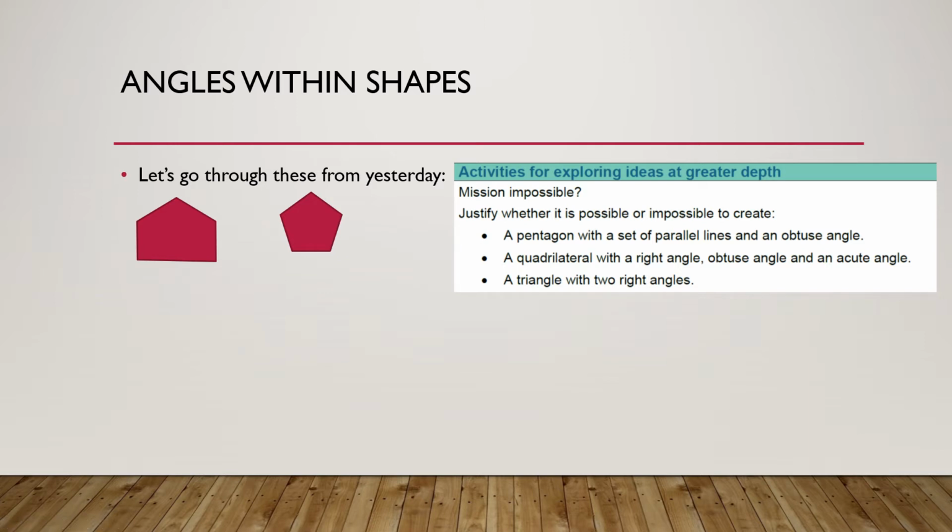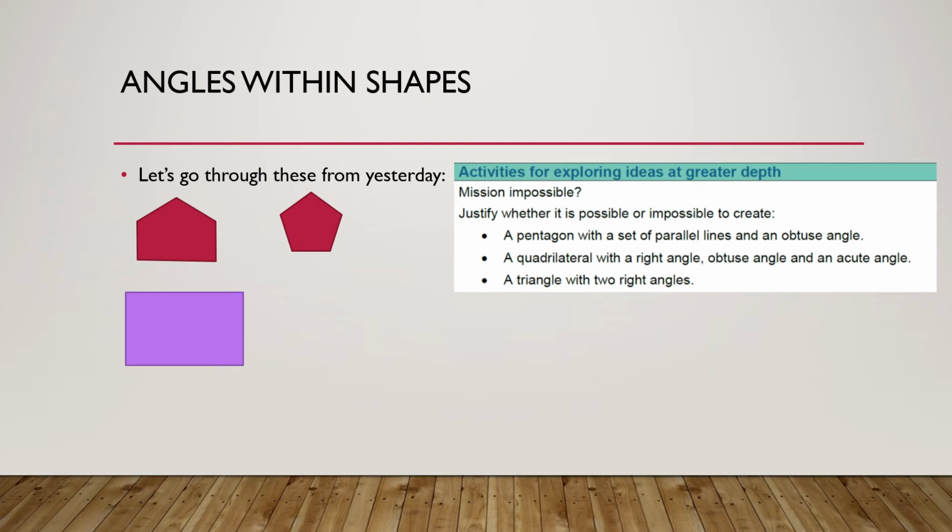For the next one, we want a quadrilateral. That's a shape with four sides. Remember, quad means four. It's got a right angle, an obtuse angle, and an acute angle. Well, first let's look at the regular shape, or at least semi-regular shape. We've got a rectangle here. Of course, we could have a square instead. If we've got a rectangle, then we've got four right angles, so we don't have any extra angles.